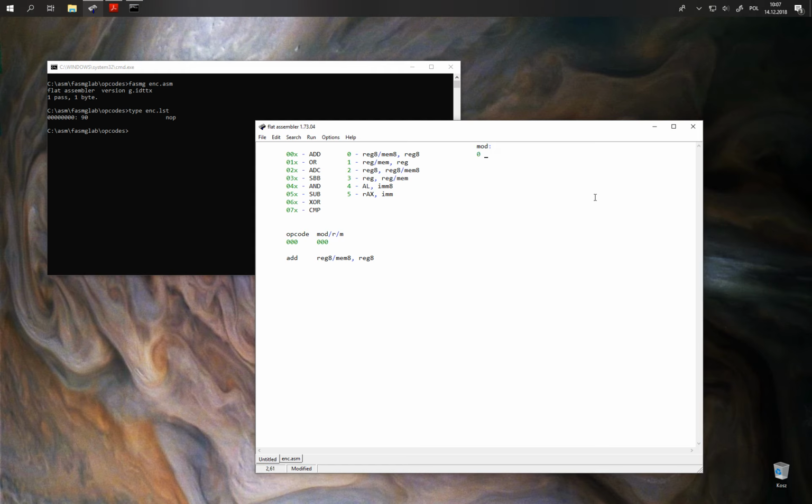Mode, as you may remember, 0 means memory, 1 and 2 is memory with displacement, and 3 is register. So here mode, the highest octal digit, is 0. It means that this is just a memory operand. Register operand is 0. The 8-bit register with number 0 is AL.